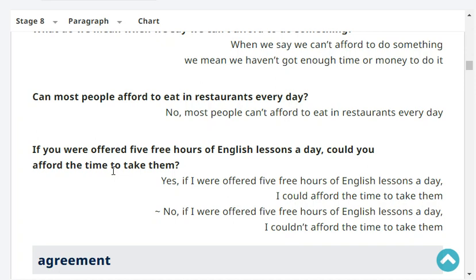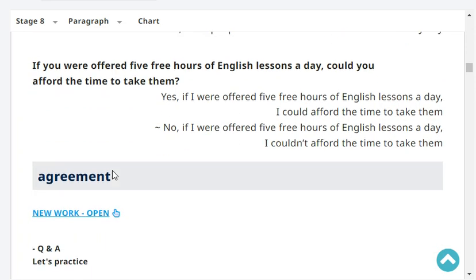No, most people can't afford to eat in restaurants every day. If you were offered 5 free hours of English lessons a day, could you afford the time to take them? Yes or no? No, if I were offered five free hours of English lessons a day, I couldn't afford the time to take them. Very good.